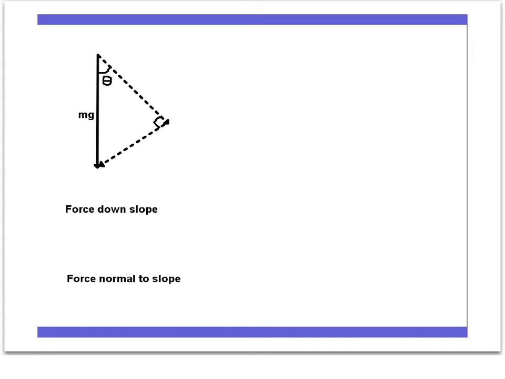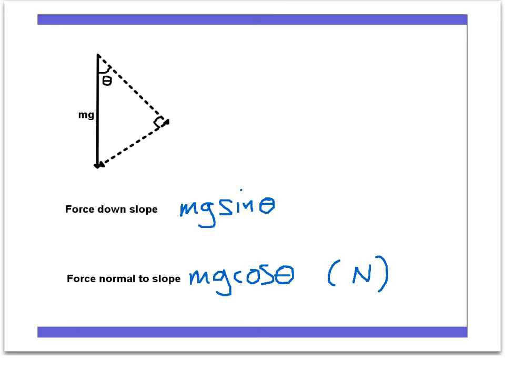So what we get is a triangle like this. The force down the slope, this pulling down the slope, is equal to mg sine theta. The force normal to the slope, mg cos theta. So this is the normal force, and this is what's pulling down the slope, causing the object to move.